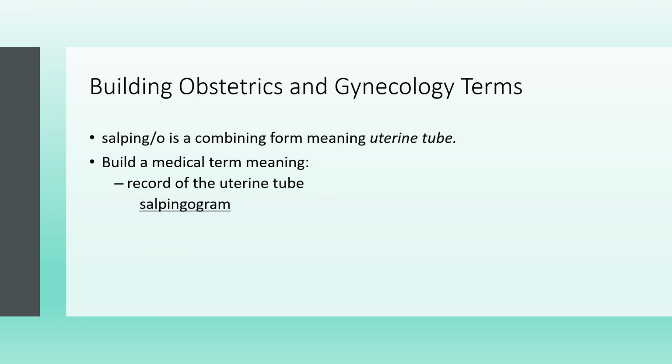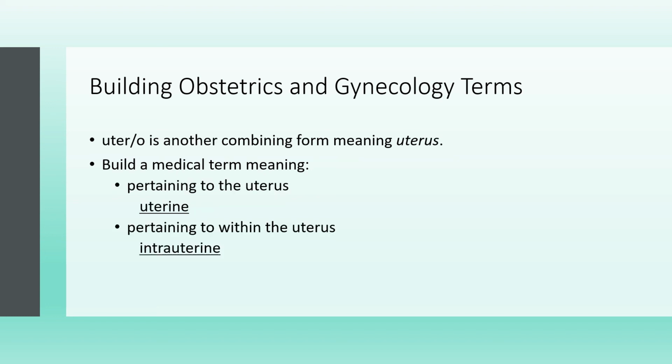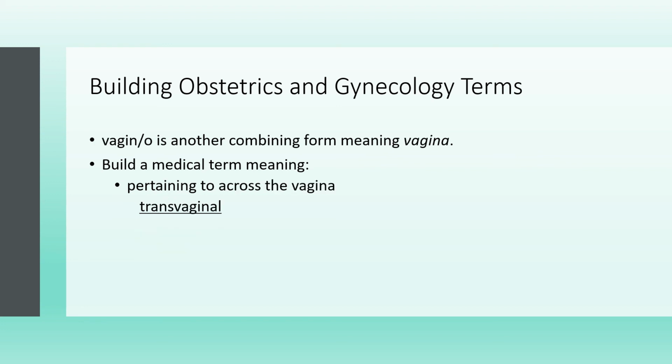Salpingogram is a record of the uterine tube. Uterine means pertaining to the uterus. Intrauterine is pertaining to within the uterus. Transvaginal means pertaining to across the vagina.